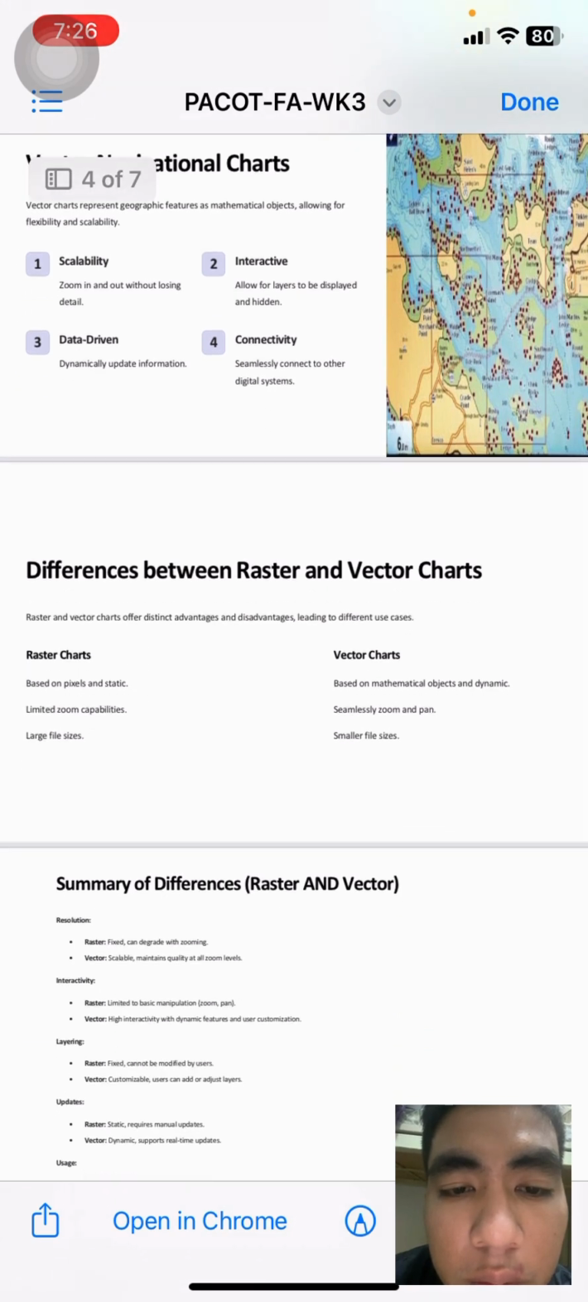So what are the differences between raster and vector charts? Raster charts are based on pixels and static, with limited zoom capabilities and large file sizes, while vector charts are based on mathematical objects and dynamic, with seamless zoom and pan, and lastly smaller file sizes.